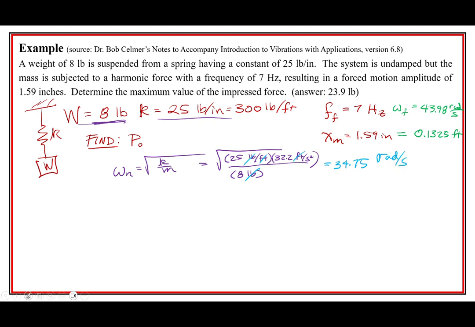And we want to compare that. So we take an R, the ratio of the forcing frequency to the natural frequency. We have 43.98 divided by our natural frequency, 34.75, and we have a 1.266 ratio.